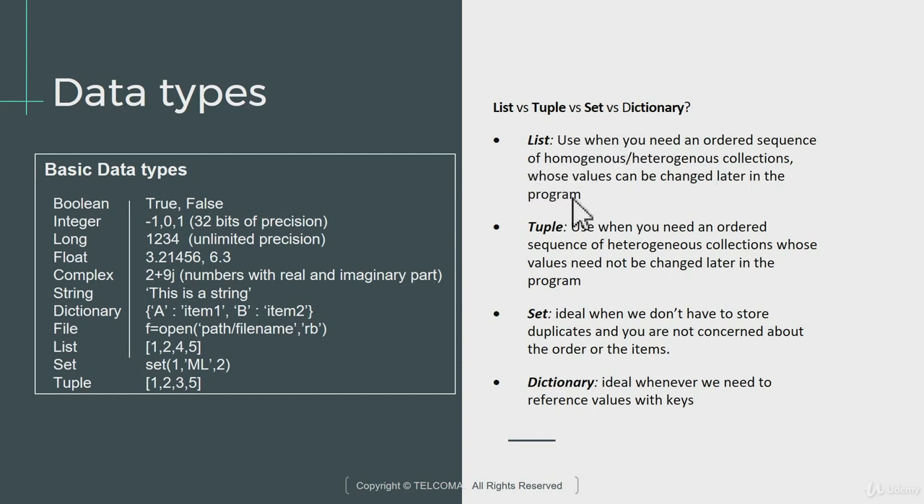If you do not want the values to be changed later in the program, it would be recommended that you use a tuple. A tuple is used as an ordered sequence of heterogeneous collections whose values need not be changed later in the program. Set is ideal when we don't have to store the duplicates and you're not concerned about the order of the items. And lastly, a dictionary is an ideal data type whenever we need to reference values with keys. So you have custom indexes or you have a custom way of referencing a value which can be attributed as a key value pair. Dictionary would be a more appropriate one.